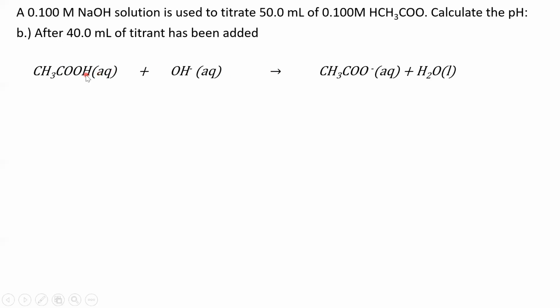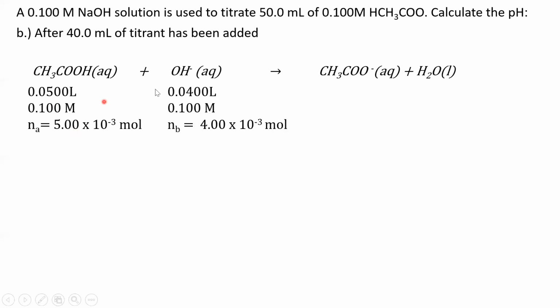Now, the acetic acid was in one solution and the sodium hydroxide was in another solution. So we can't compare them with respect to molarities because they're in different volumes. We have to figure out moles. So for the acetic acid, 50 milliliters of 0.100 molar, we have 5.00 times 10 to the minus 3 moles of acetic acid. For the hydroxide, we have 40 milliliters of 0.100. That gives us 4.00 times 10 to the minus 3.